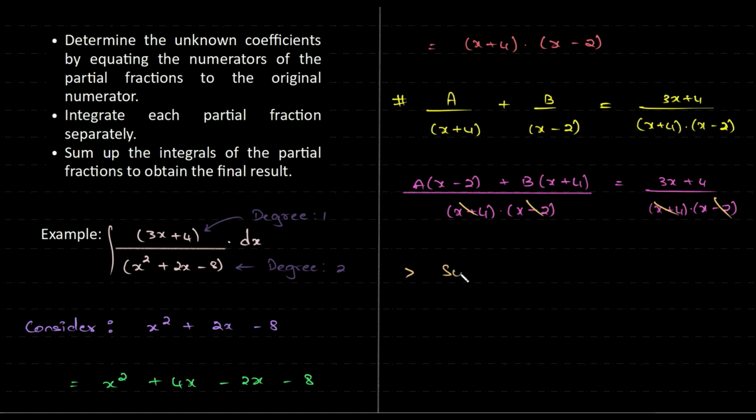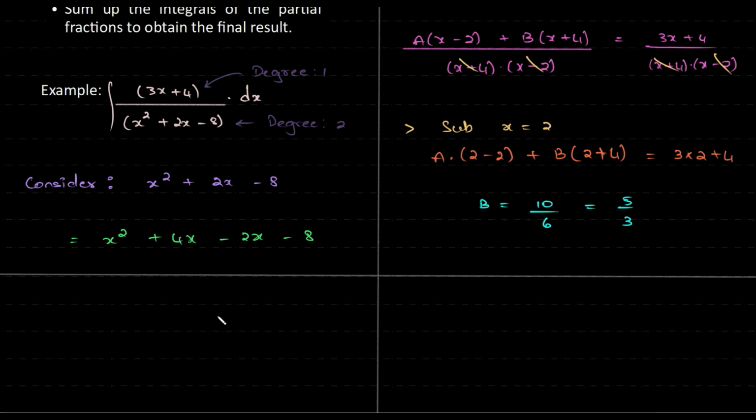What do I mean? I'm going to substitute x is equal to 2. What will happen? A into 2 minus 2. This becomes 0, right? That's the whole point. And this is 2 plus 4. And this would be 3 into 2 plus 4. So b is equal to, this is 6 plus 4, 10 by 6, that is 5 by 3. Right? So all we have to do is substitute values and find the unknown.